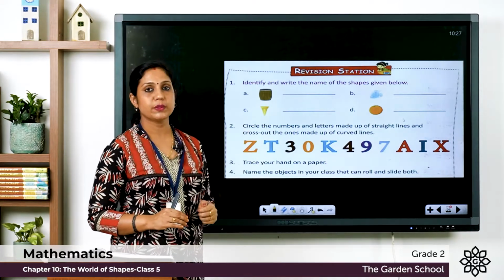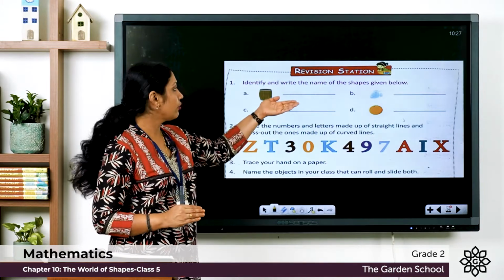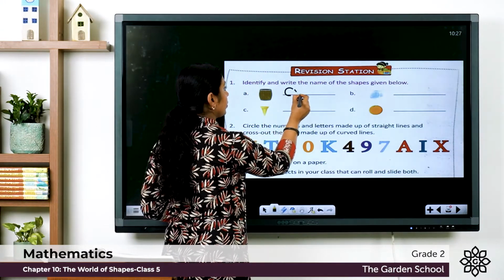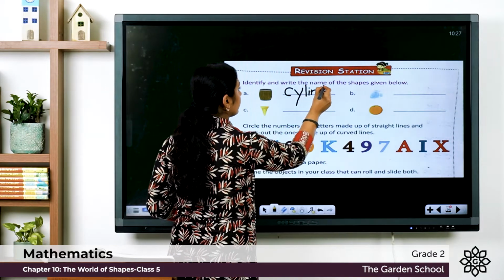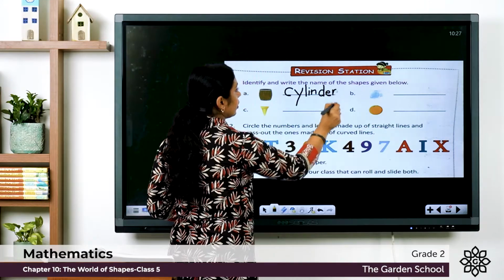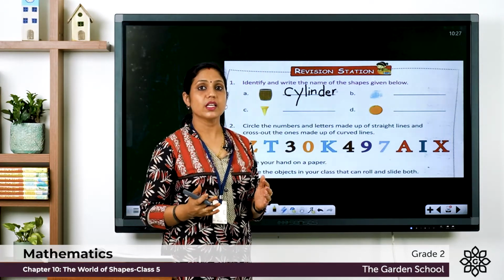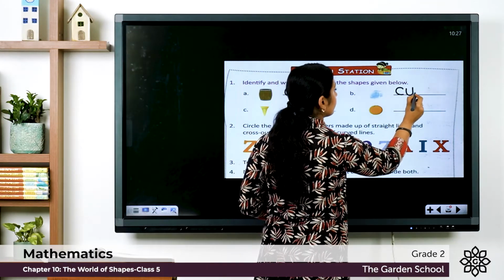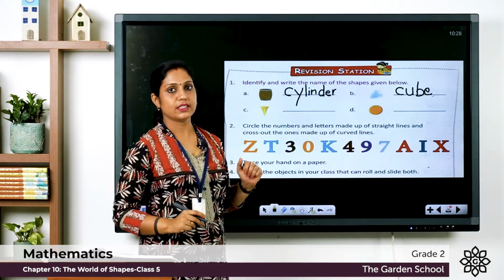So look at the first picture A. You can see that it is cylinder in shape. So what you have to write? You have to write the cylinder. Now look at B. You have an ice cube. And what shape is it? It is cube. So you can write here cube. So likewise, you can complete the rest of the exercises.